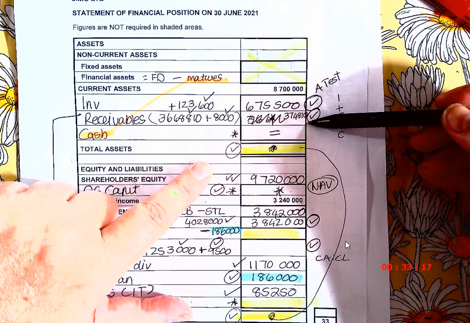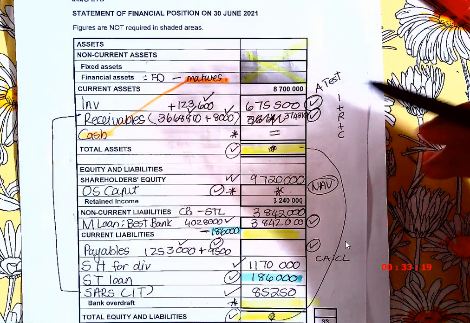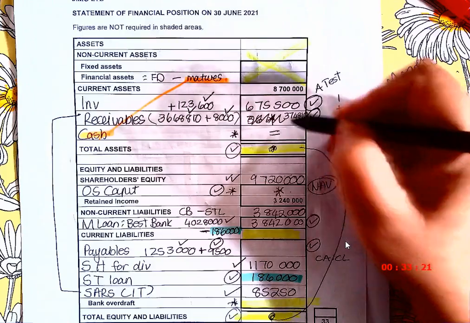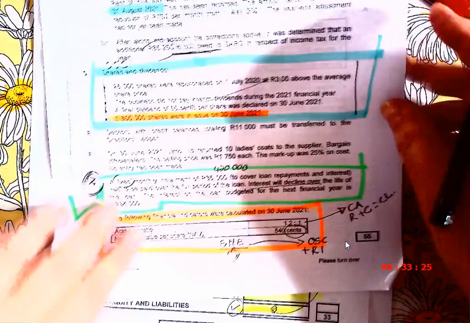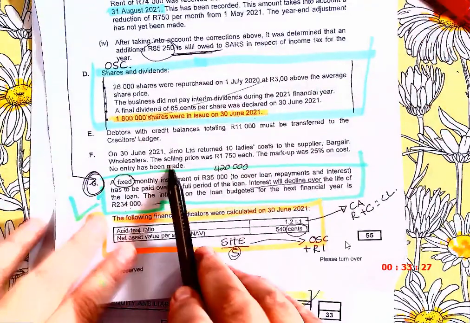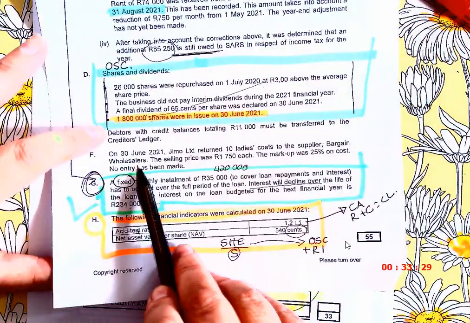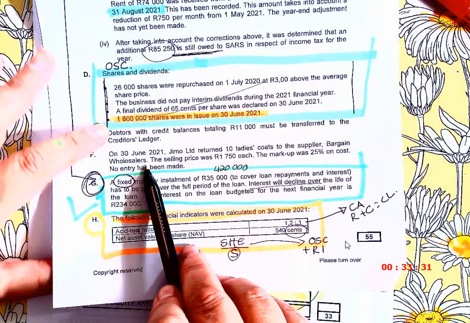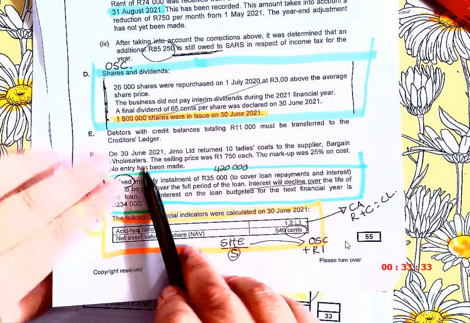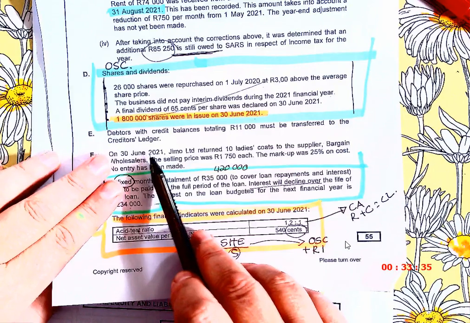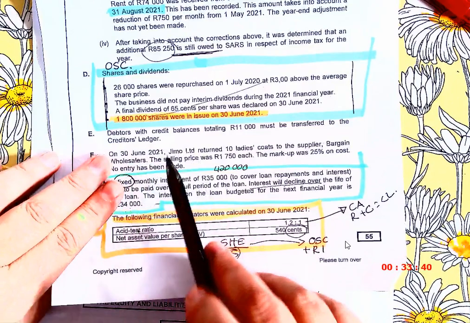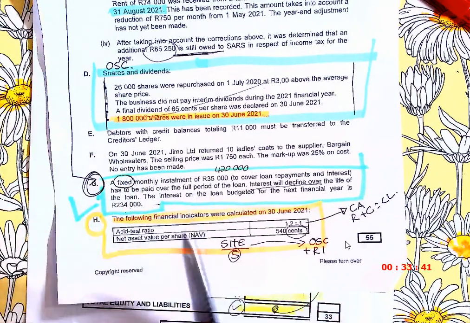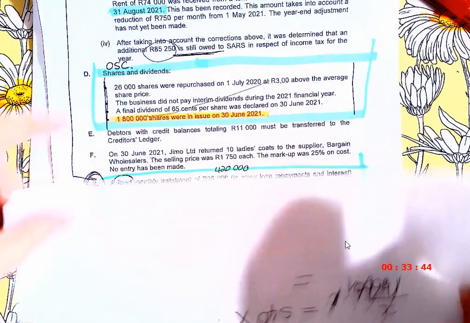Maybe he's wrong. Oh, we forgot about the transfer. So this one is wrong. Thank you, Kwave. Here we go. We haven't done these two yet. Thank you. Debtors with credit balances must be transferred to the creditor's ledger. Sorry. So let's do that.